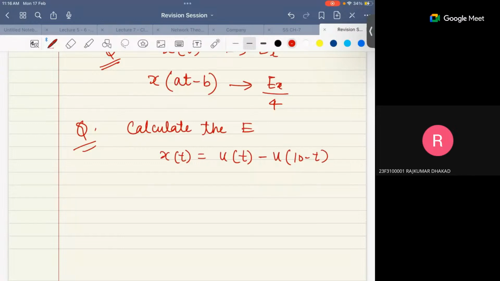Is it done? Have you tried this question? How will you represent this, first of all?